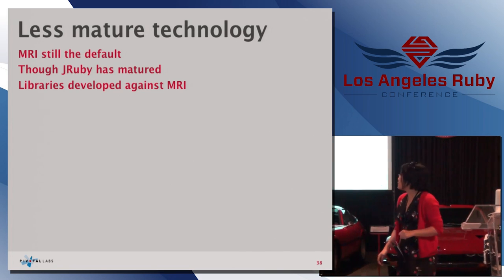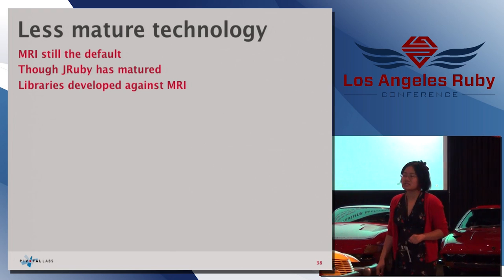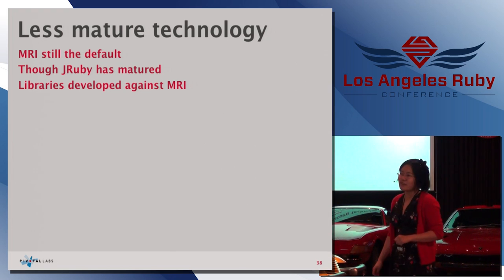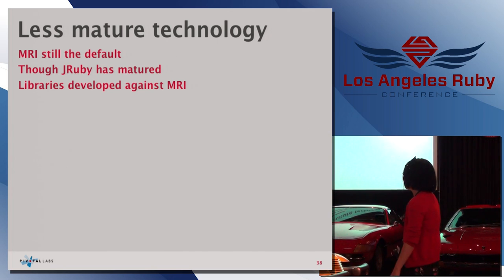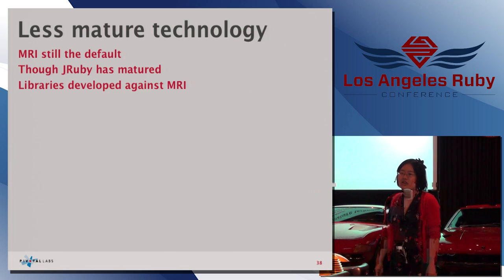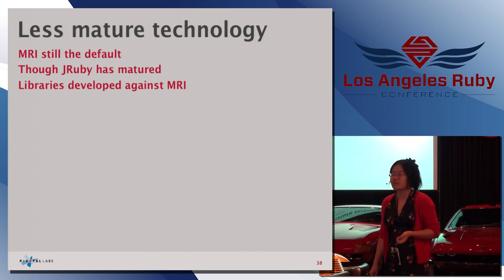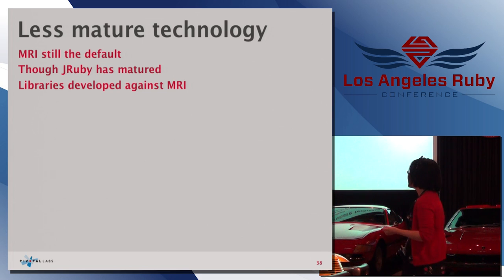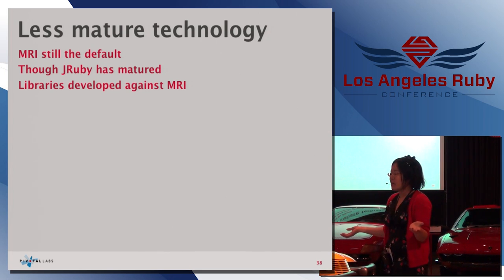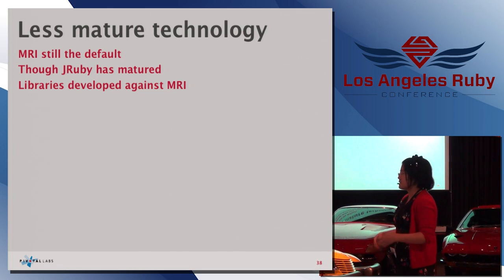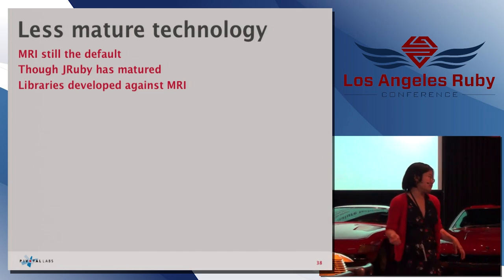So another downside about using JRuby is that it's a less mature technology. MRI is still the default, and it has been for the past 20 years of Ruby. JRuby has definitely matured a lot in the past few years, and the JRuby core team is really responsive to bugs that we have reported. But this is still a problem because, for instance, libraries are developed against MRI. So there may be bugs in libraries that come up only when you're using JRuby, and that's really annoying because you have to fix that problem yourself.